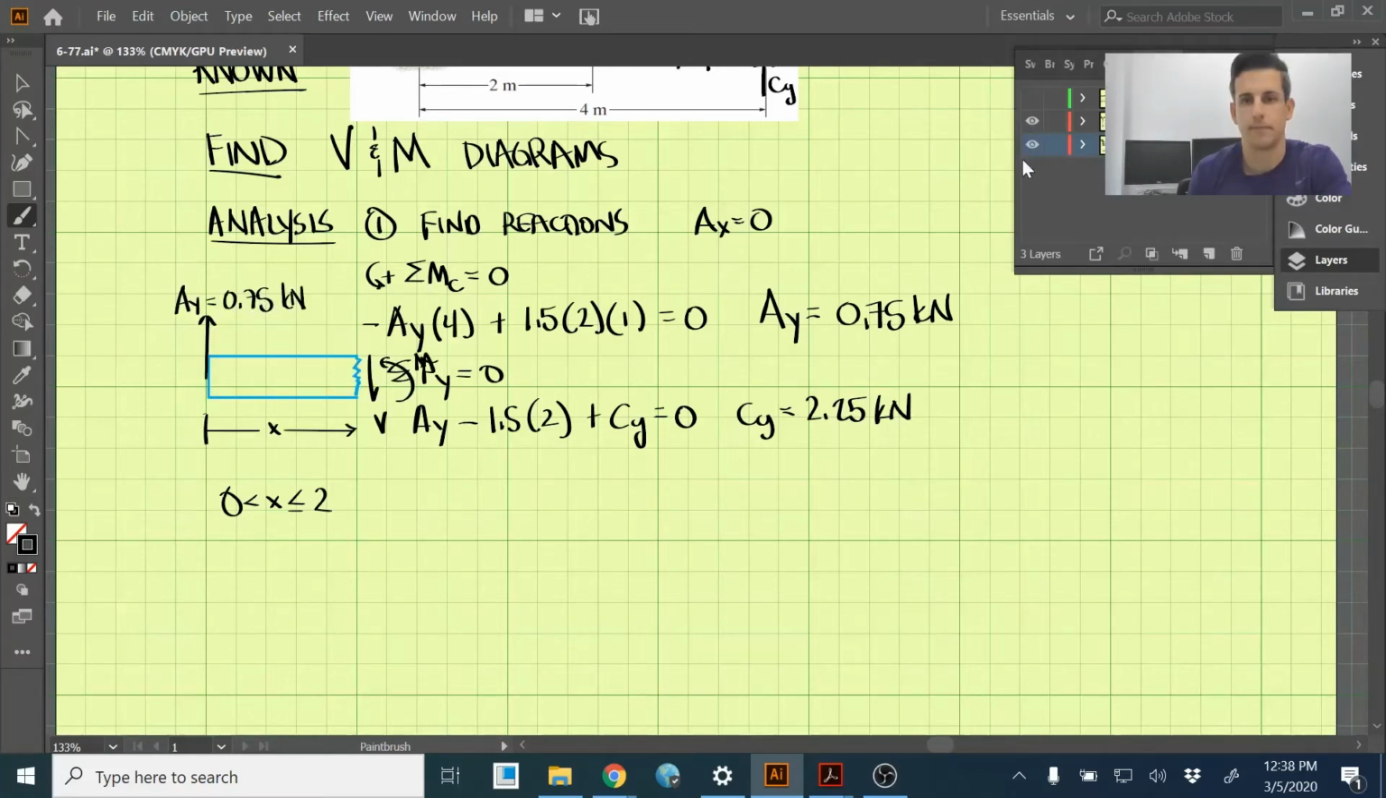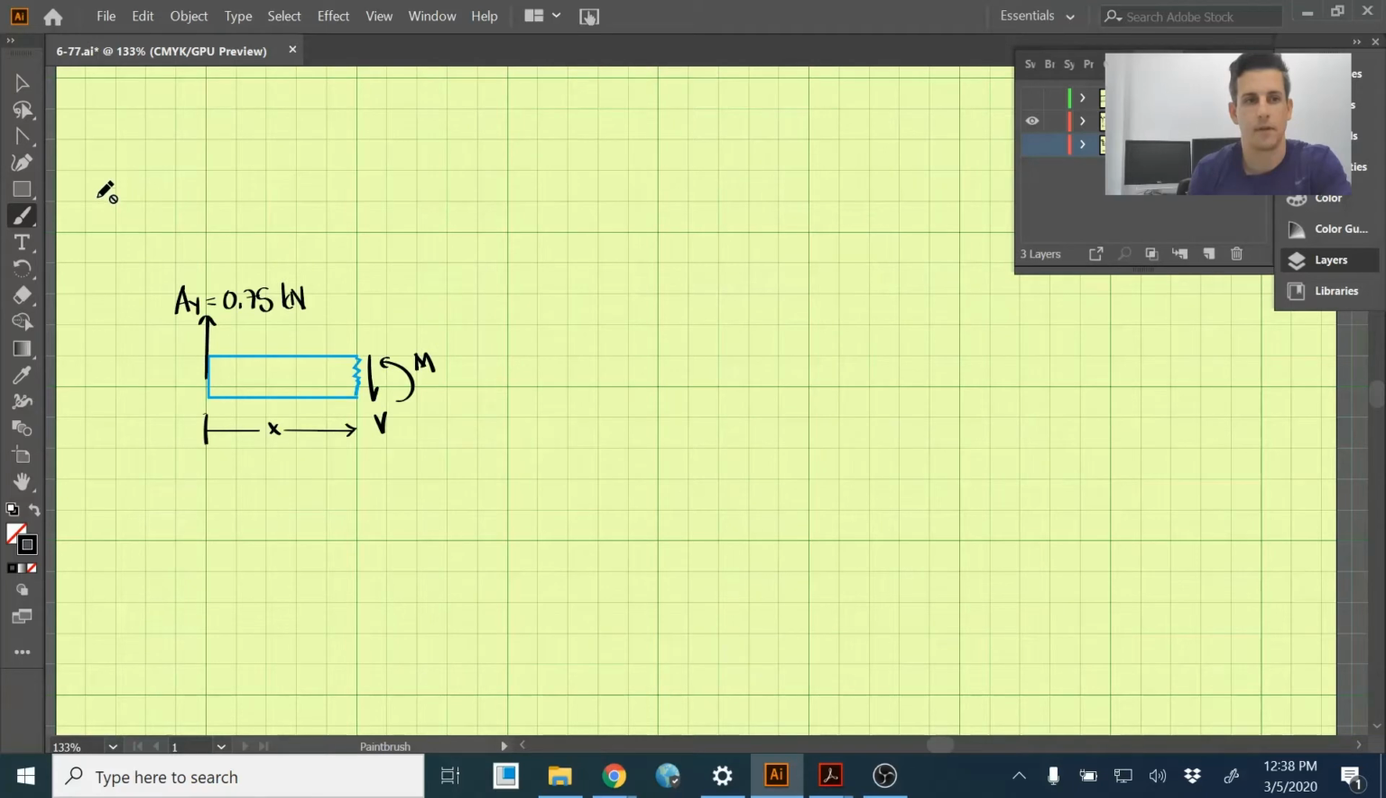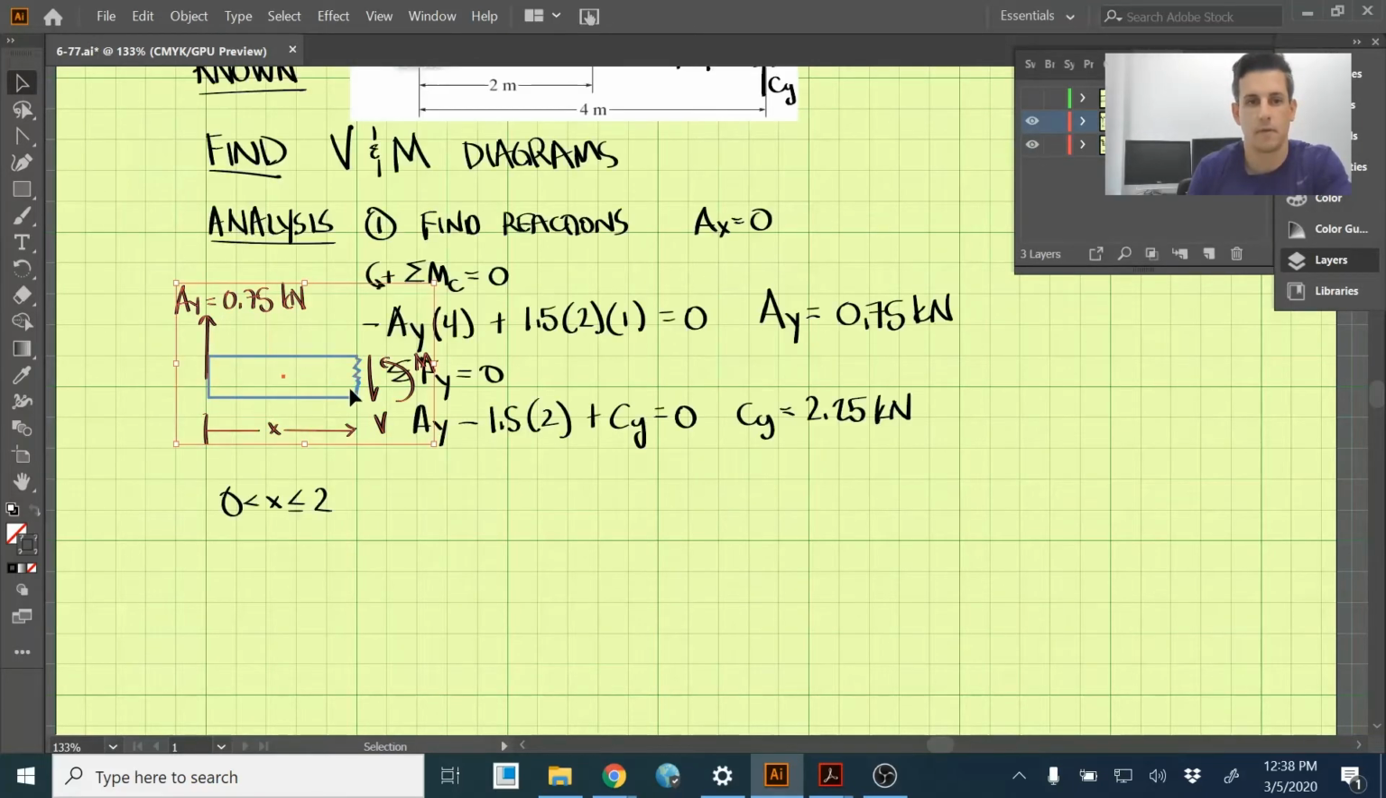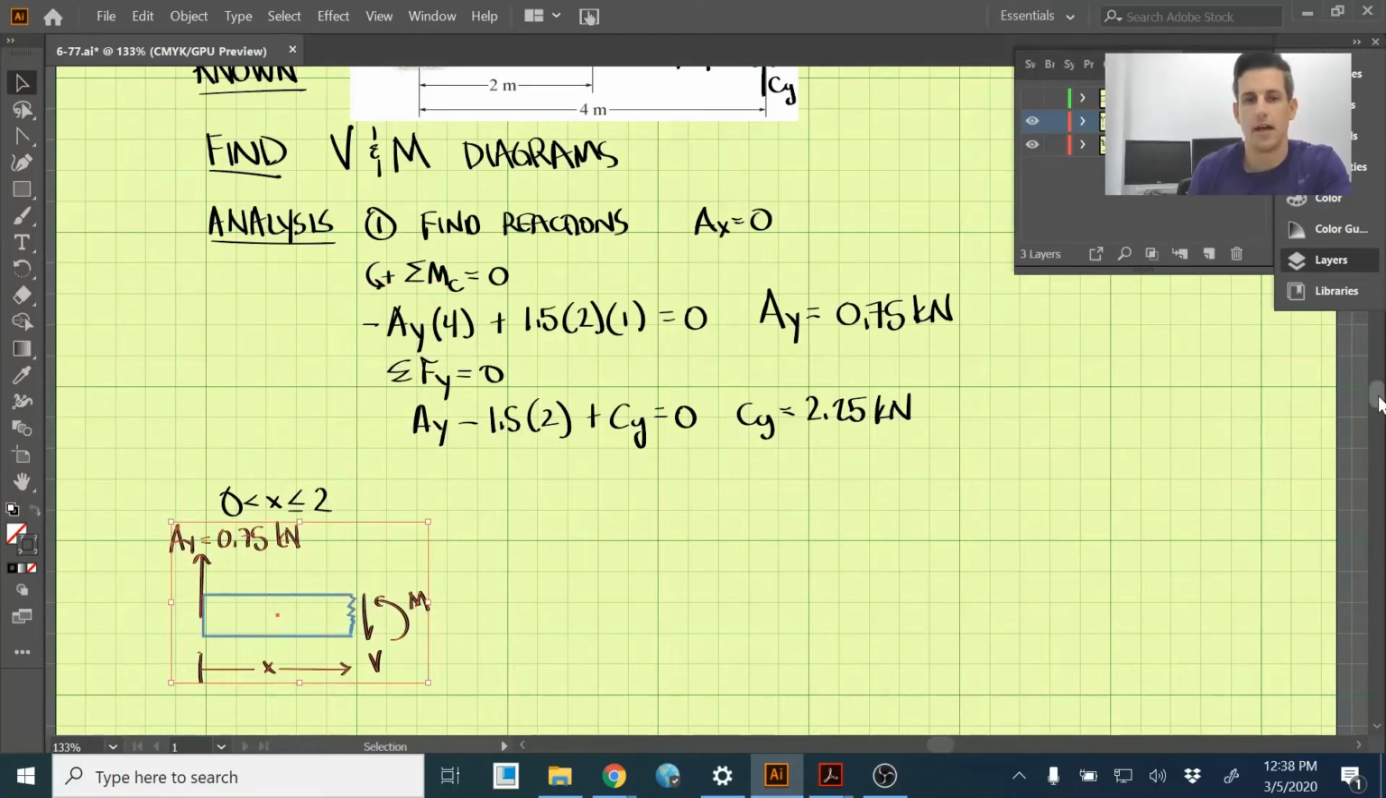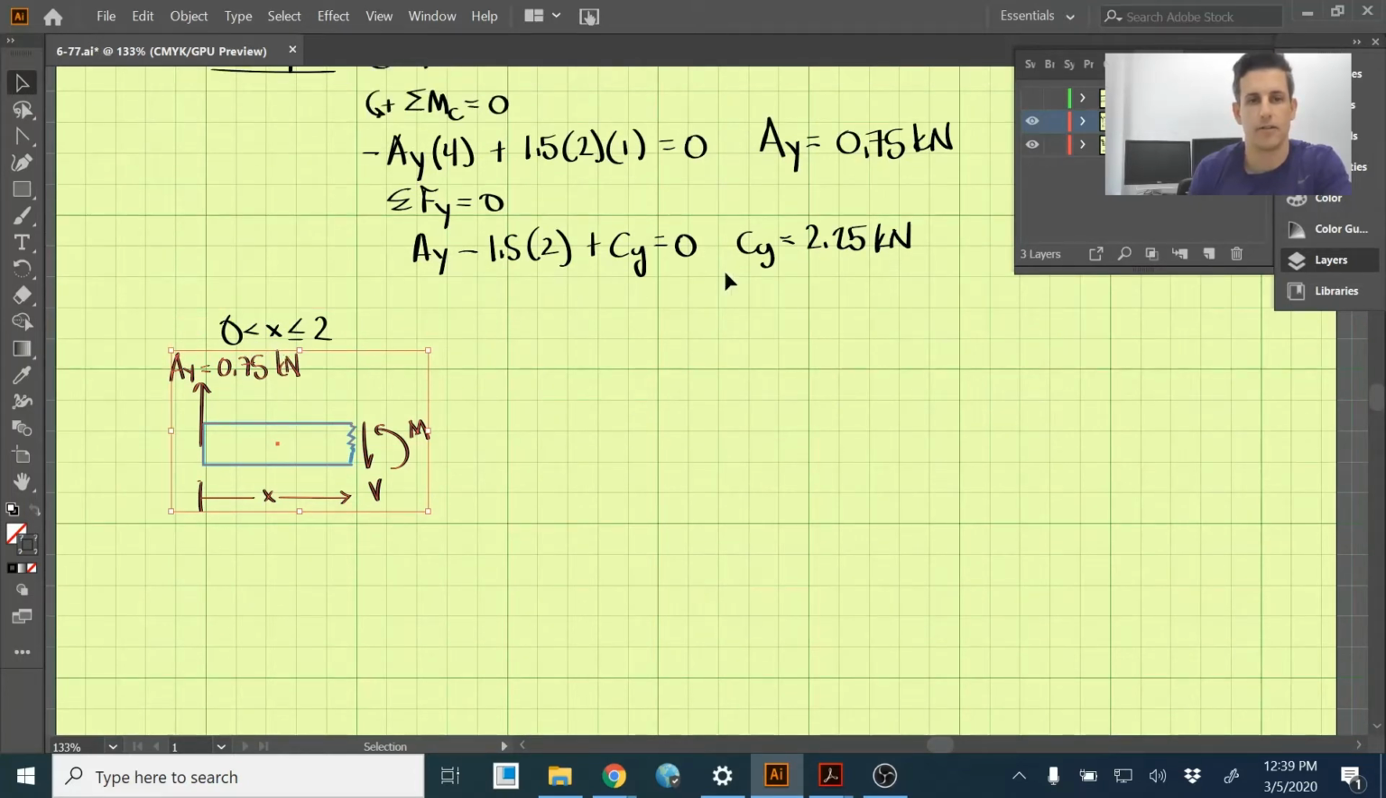Let's move this down. So this is the diagram for x between 0 and 2. Here we just need to solve this free body diagram. We've cut it so it exposes the internal shear and internal moment here. And this distance is x. All we know is x is between 0 and 2.